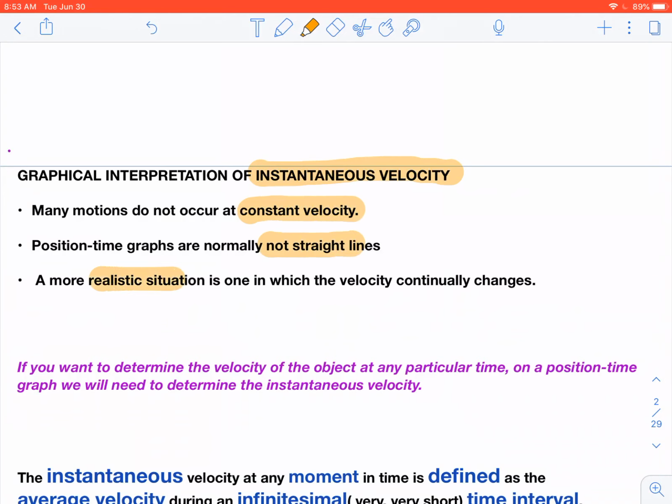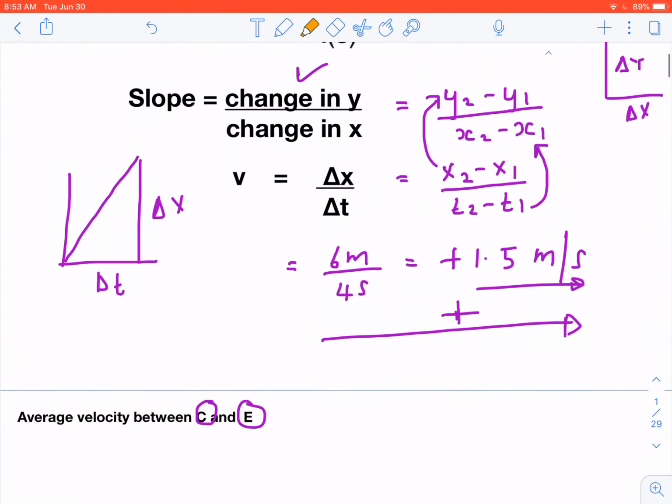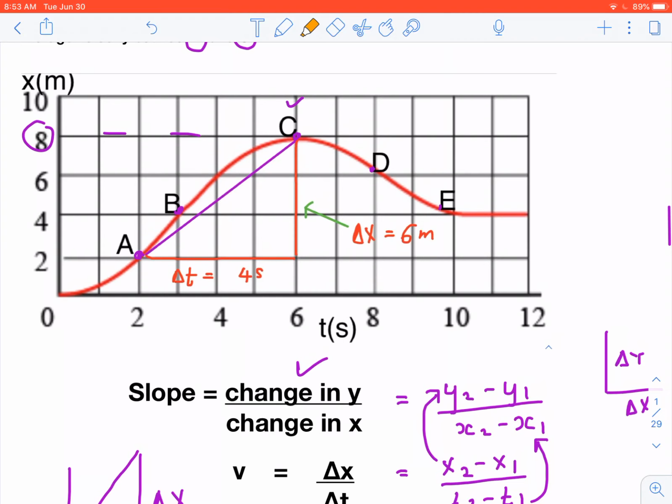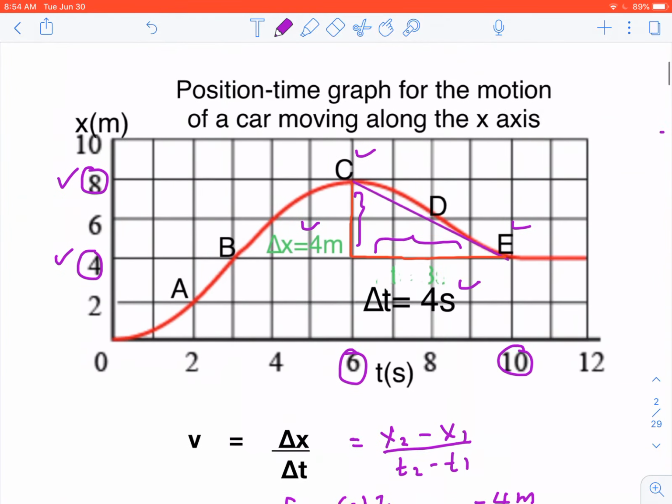So a more realistic situation is one in which the velocity continually changes. If I backtrack here, that means we want to know what is the velocity at that point, and at that point, and that point, and that point, and that point. These velocities are different as this particular particle or object moves. And we are interested in what is the velocity at each instant.